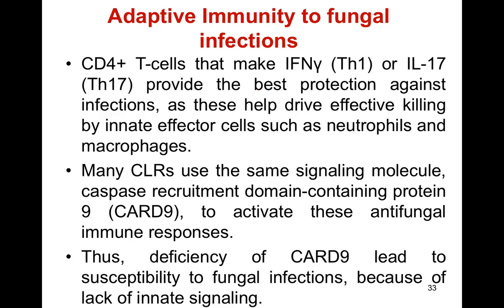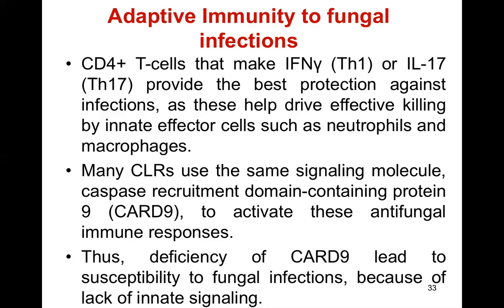Like here, the interferon gamma produced by the T helper 1, or you have got interleukin 17, these are inflammatory cytokines which can induce killing through an inflammatory process. And sometimes you have got the granulocyte cells like the neutrophils, which would be able to produce granules, and these granules can act against the fungal infections.